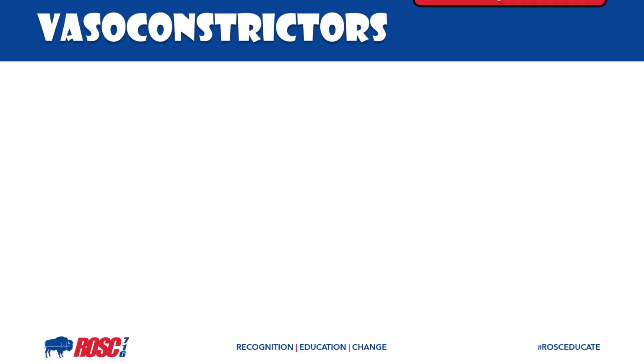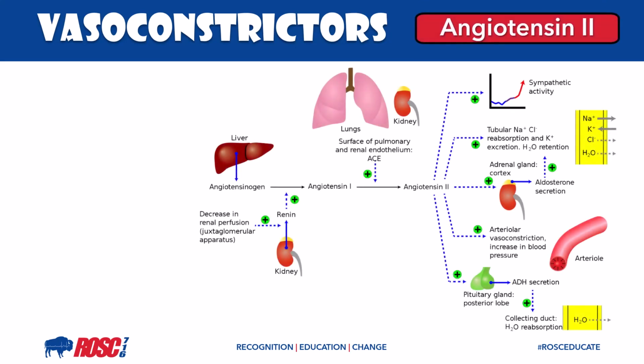And now let's move on to angiotensin II. Angiotensin II is an octapeptide. It's a very important part of the renin-angiotensin-aldosterone system, and among other things, the system plays major roles in volume, sodium, and blood pressure control.